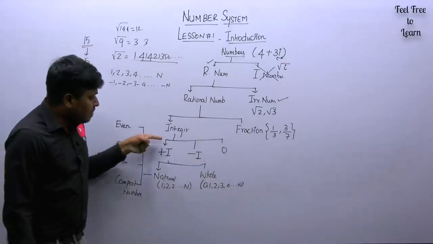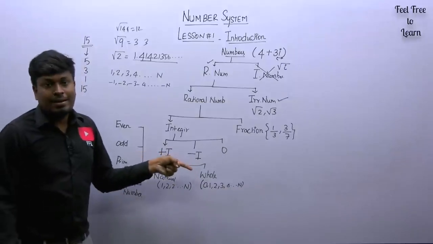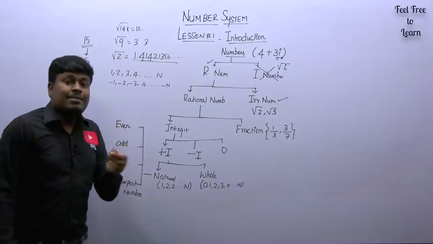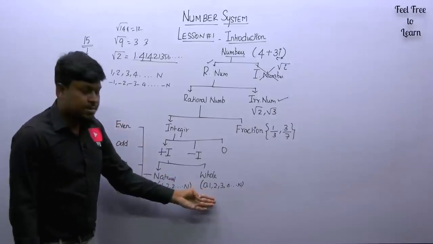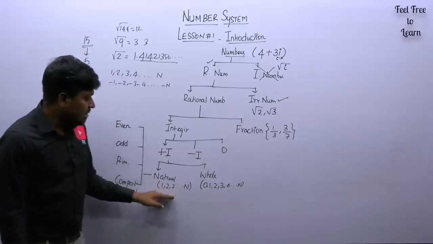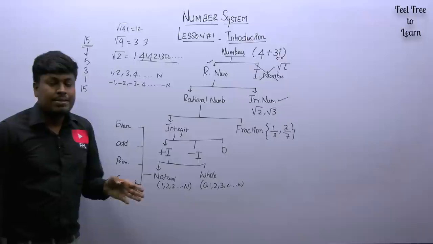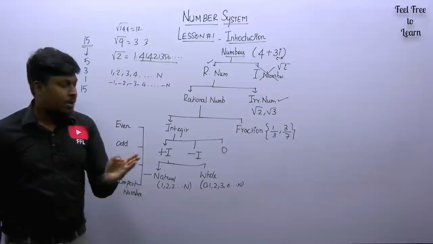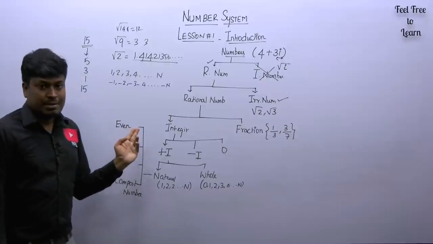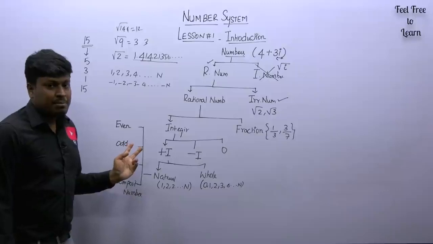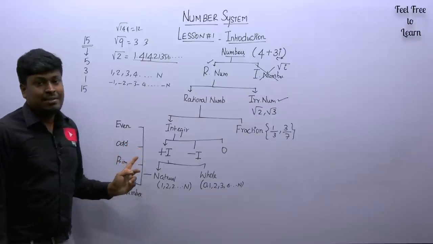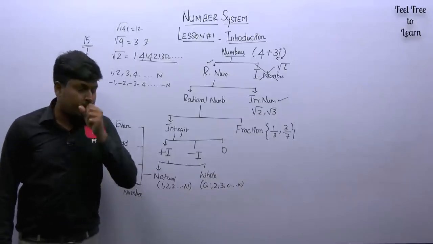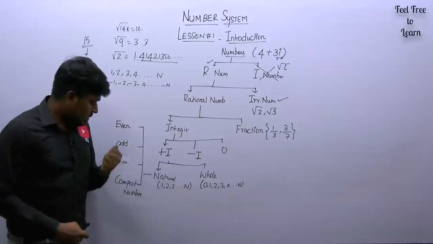Now the positive integers are separated into two categories. A series that starts from 1 is called natural numbers. A series that starts with 0, 1, 2, 3 is called whole numbers. At the last, the natural numbers are separated into four important parts: even number, odd number, prime number, composite number. Even numbers are 2, 4, 6. Odd numbers are 1, 3, 5. Prime numbers are 3, 5, 7. And a composite number is a number which has more than two factors.